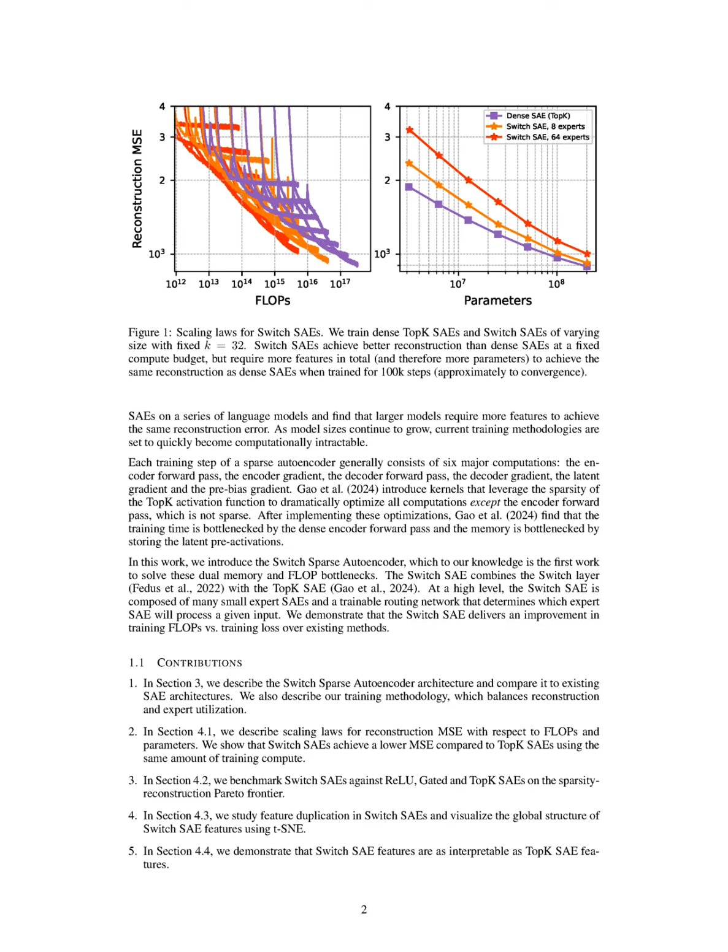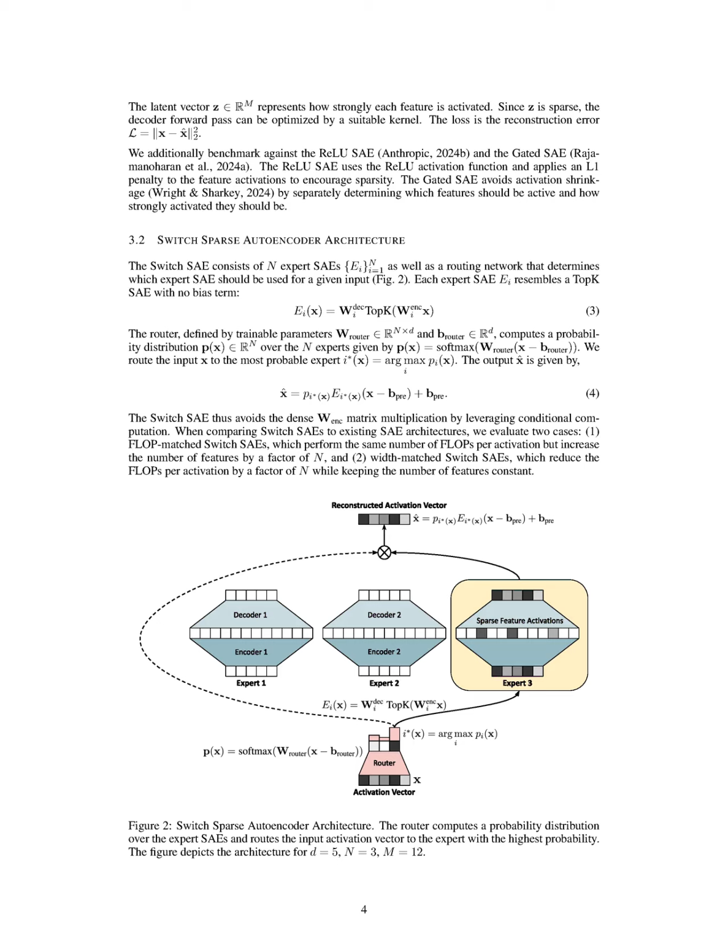The switch sparse autoencoder, switch SAE, addresses the dual bottlenecks of memory and computational complexity, FLOPs, that existing sparse autoencoder methods face, particularly during the training of large language models. Traditional sparse autoencoders, such as top-K SAEs, struggle with the dense encoder forward pass, which limits their scalability as model sizes increase. By introducing a routing network that activates only a subset of expert SAEs based on the input, the switch SAE effectively reduces the number of FLOPs per activation while maintaining or improving reconstruction performance.